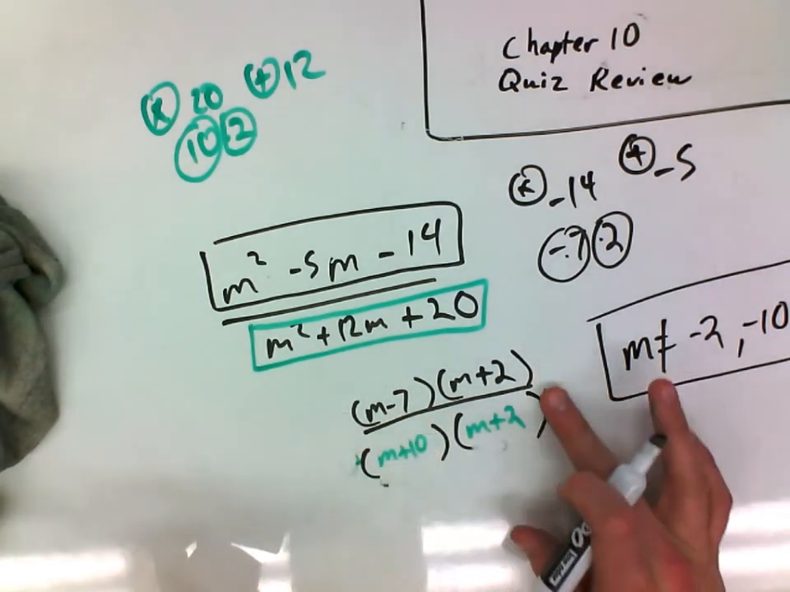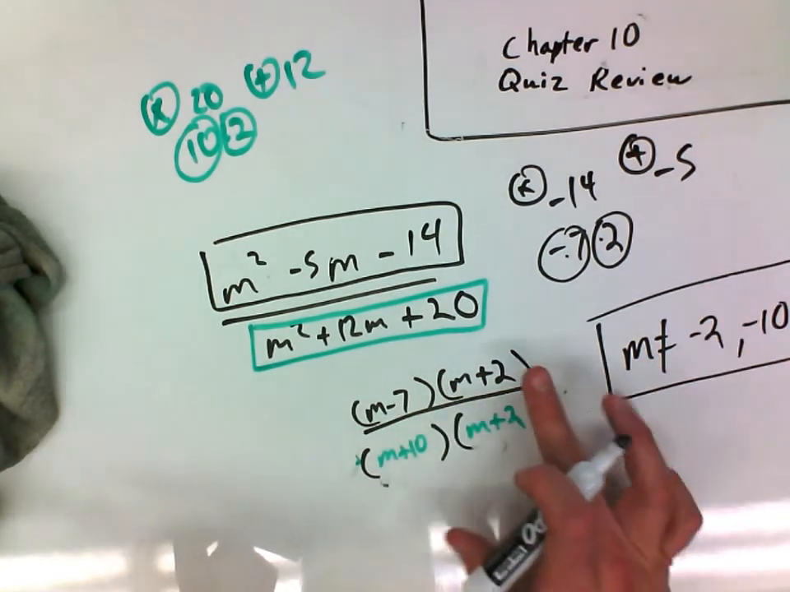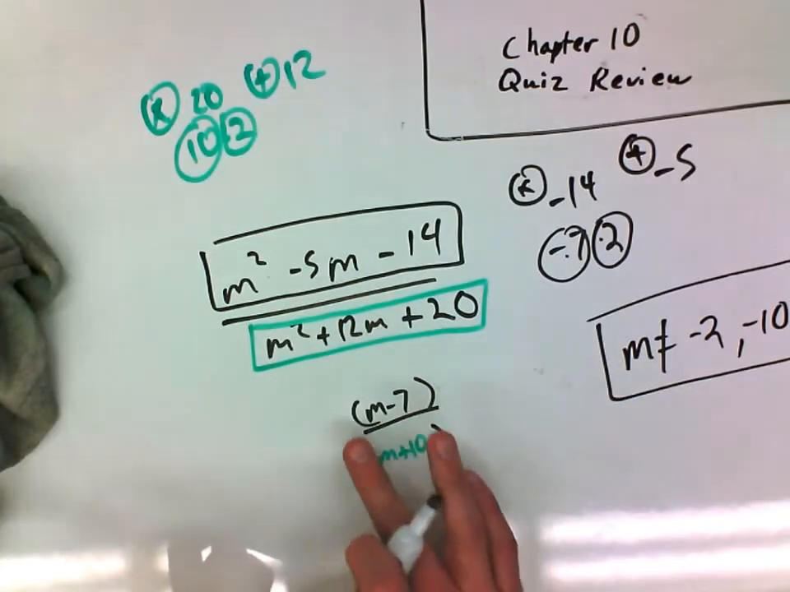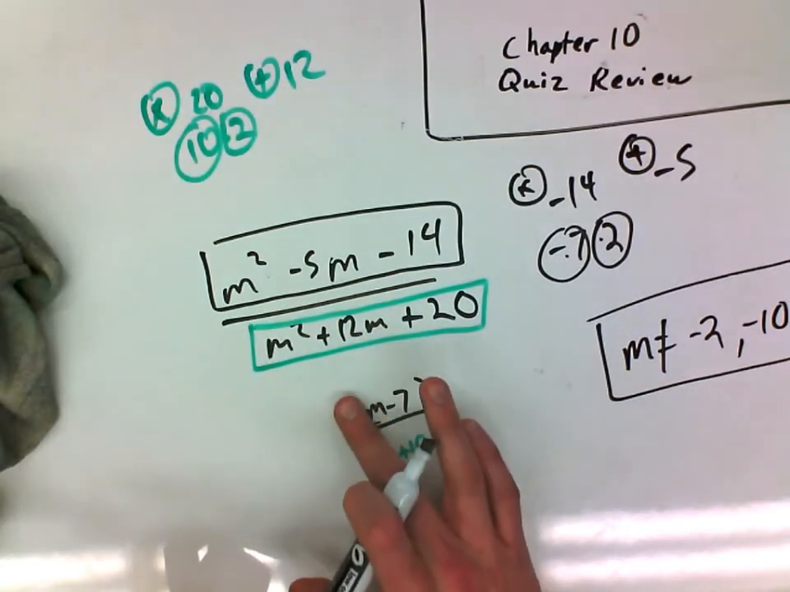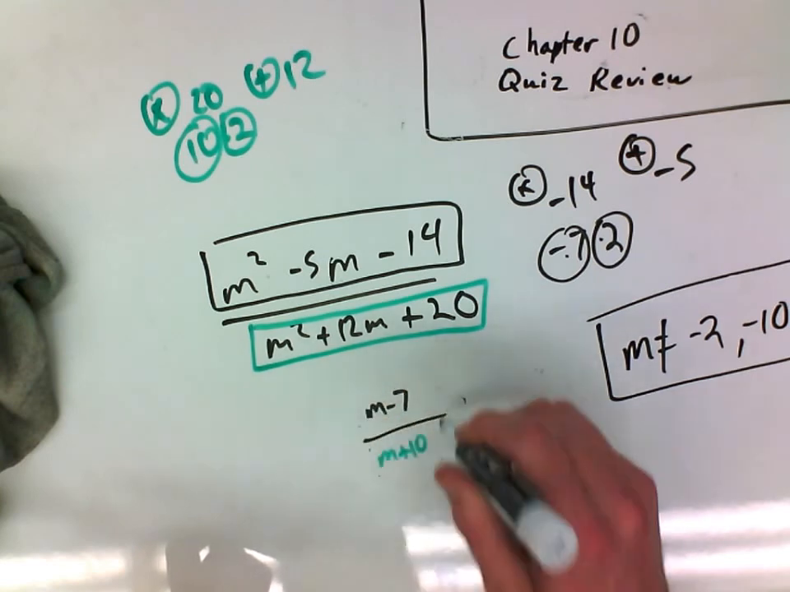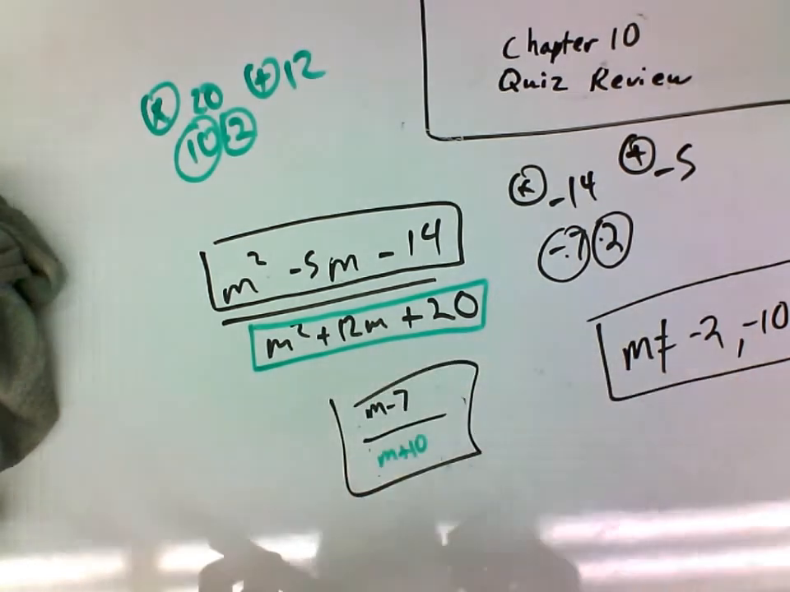So now that we know what the excluded values are, let's do the simplifying. Well, m plus 2, they cancel each other out. And so this is my final answer. Remember, if it's just them by themselves, you can get rid of their parentheses. So this is our simplified answer, and these are the excluded values.